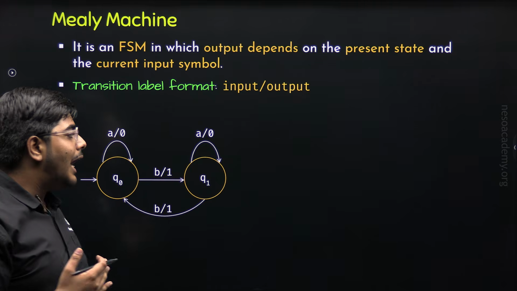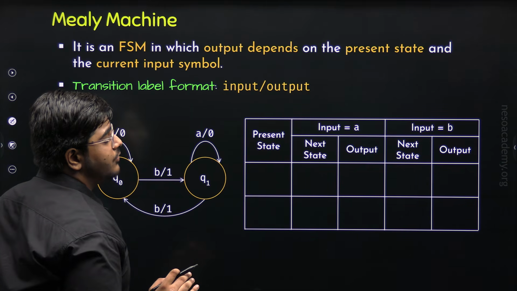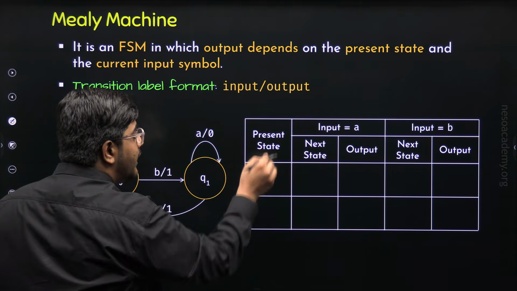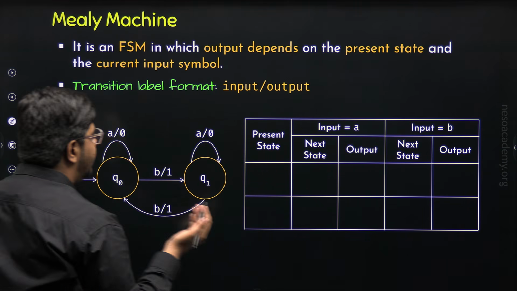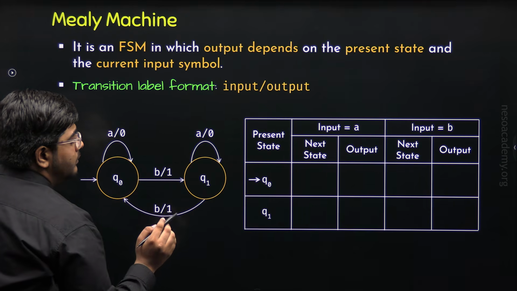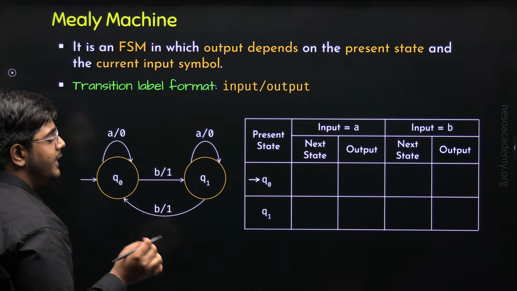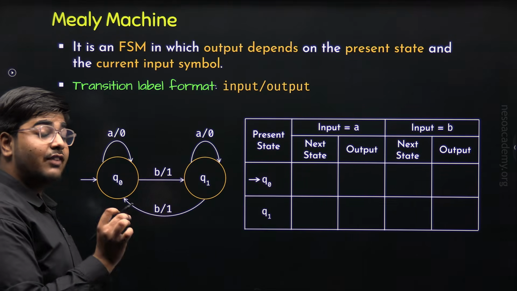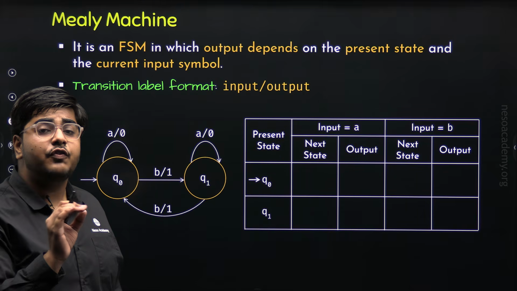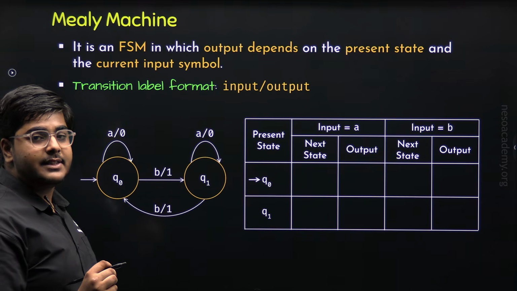Now let's understand how to construct the transition table of Mealy machine. This is the basic structure of transition table of Mealy machine. Now here you can see this column is for present state, and the present states are Q0 and Q1. So in this column we will write Q0 and Q1. Obviously Q0 is the initial state and Q1 is just an ordinary state of Mealy machine. As I have already explained you, in case of finite automata with output, there is no final or accepting states. That is why in this diagram, we don't have any final state.